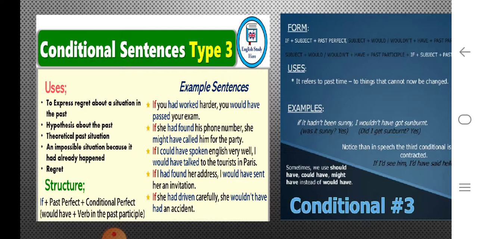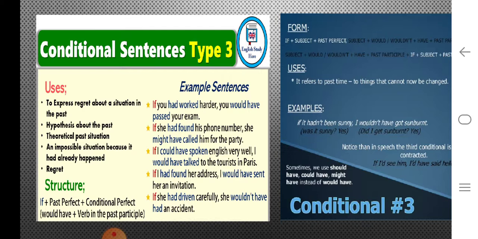So here you're talking about some events in the past, which you cannot change now, but you're talking about it using if plus your past perfect with your verb and your past participle. If you look at the different examples here again, if it hadn't been sunny, I wouldn't have gone sunburnt. So here it is something that has already happened and it's impossible to change. So you are using conditional 3 as it refers to past time, to things that cannot be changed now.